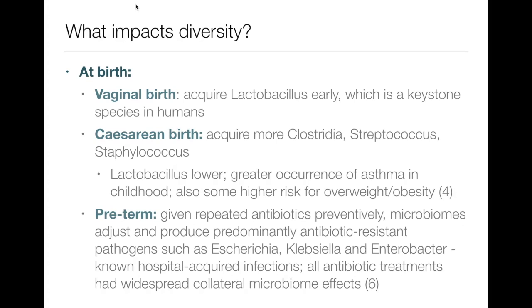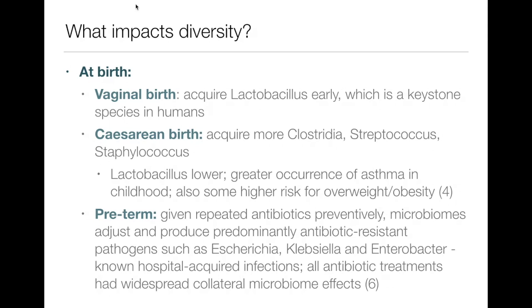But if you're born via C-section, you're not only not exposed to all the vaginal microbiome, but you're going to be colonized by the microbes in the operating room and on the skin of your mom, which are predominantly Clostridia, Streptococcus, and Staphylococcus. You'll have lower lactobacillus levels, which will tend to lead to greater risk for asthma and some allergies in childhood. There's also some connection with greater risk for overweight or obesity in those kids too. Again, altering that F to B ratio early in life.